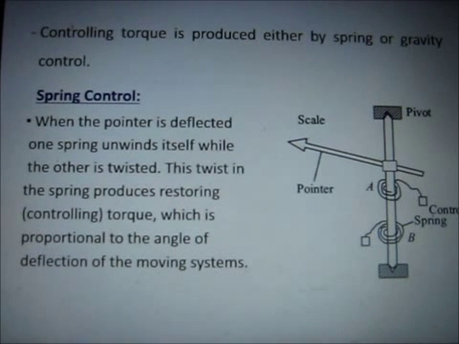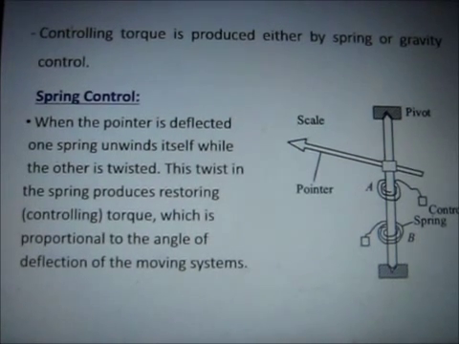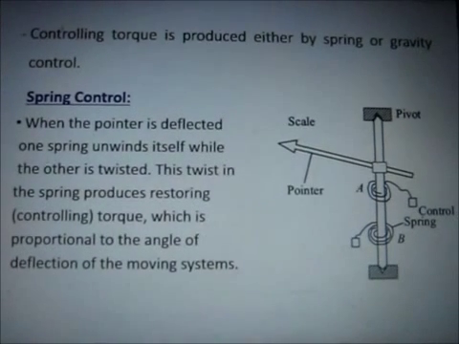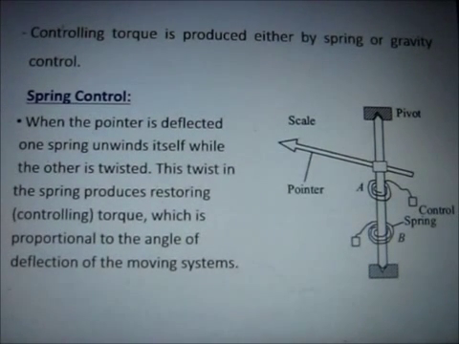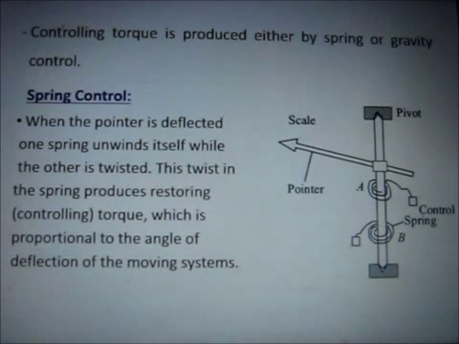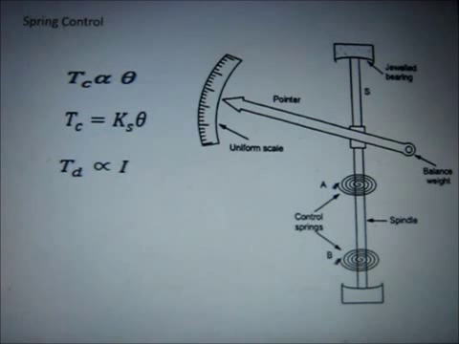So this is a picture of the spring control. Here you can find a pivot to which a rod is attached, and a scale that acts as a pointer, and here points A and B are used as the control springs. When the pointer is deflected, one spring unwinds itself while the other is twisted. This twist in the spring produces a restoring torque, which is proportional to the angle of deflection in the moving system. This is a very important step.